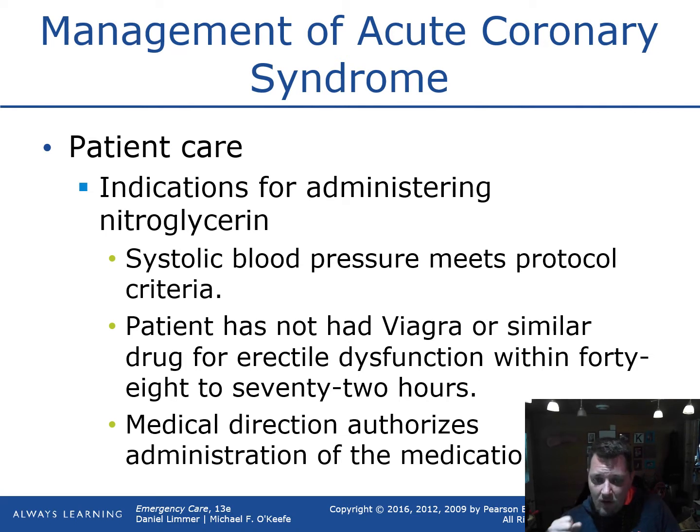I would prefer that I get an IV before I even start thinking about nitro, because what does nitro do? It's a vasodilator, and when you've got all of that blood, that now just basically goes away. So their blood pressure is going to drop. You're not going to be able to find a vein very easily. So before I give nitro to a patient who's got a systolic less than 100, I want an IV started.